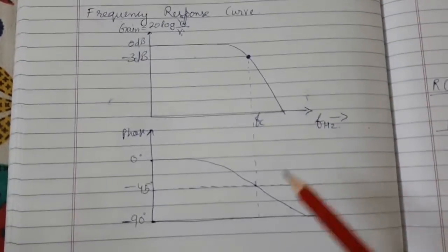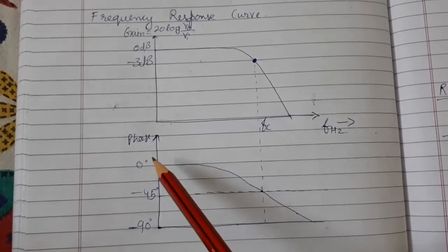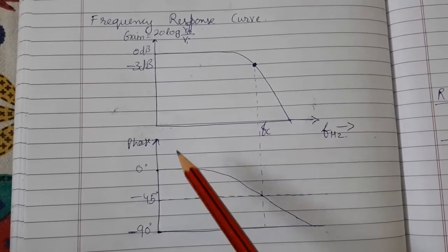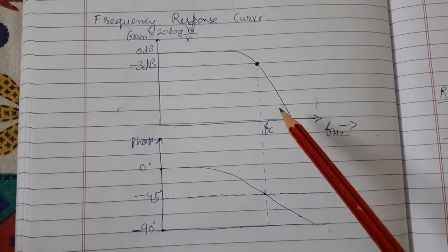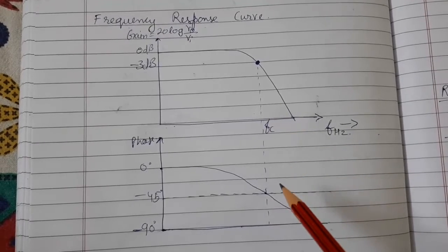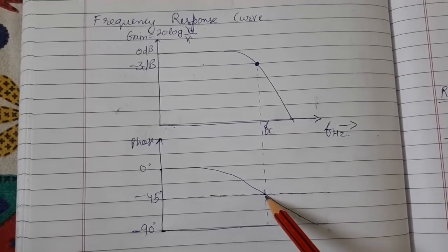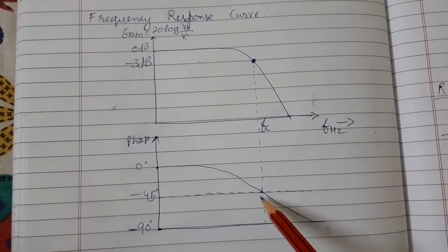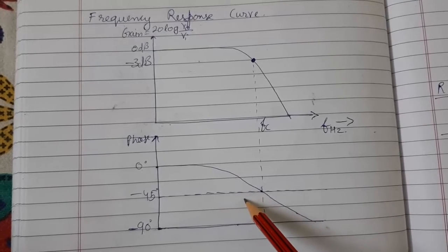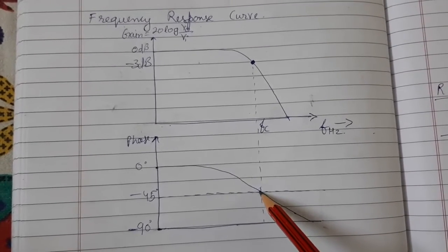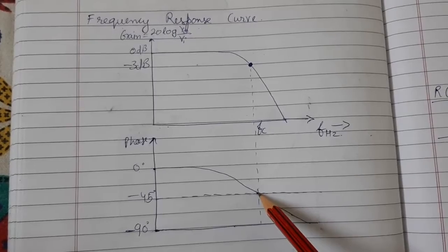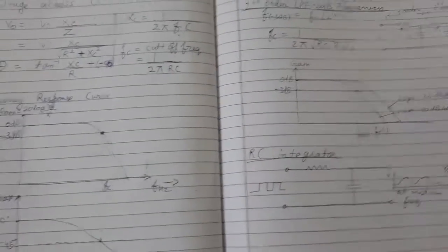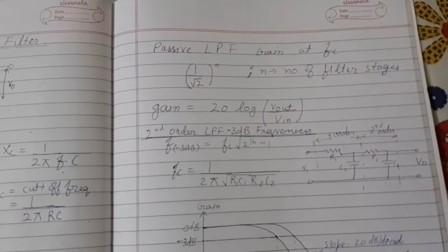This is known as the Bode plot, and this is the phase diagram of the frequency response curve. At the cutoff frequency, the phase changes from 0 degrees and crosses the negative 45 degree mark. So at the cutoff frequency our phase is negative 45, and current leads the voltage in the capacitor.